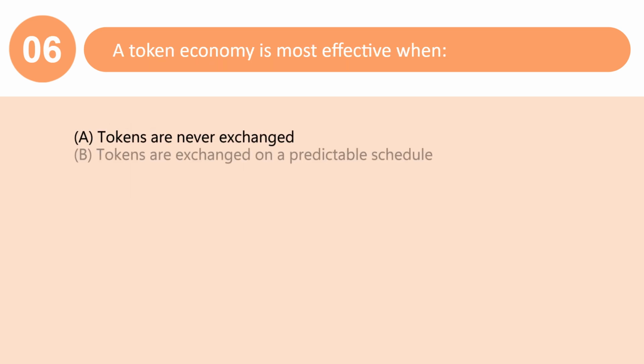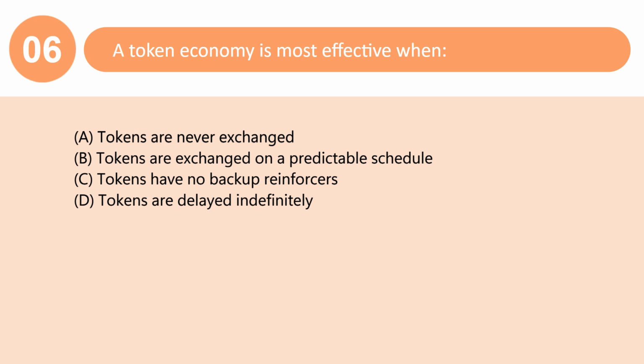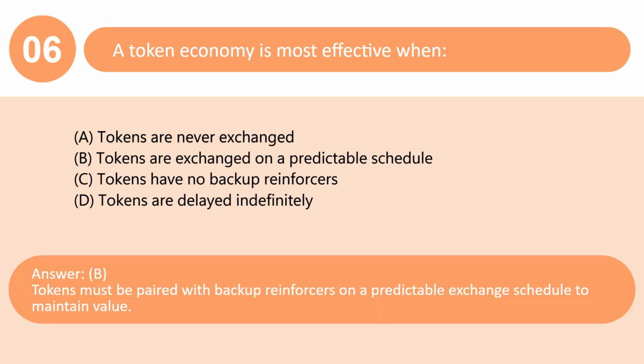A token economy is most effective when A. Tokens are never exchanged. B. Tokens are exchanged on a predictable schedule. C. Tokens have no backup reinforcers. D. Tokens are delayed indefinitely. Answer B. Tokens must be paired with backup reinforcers on a predictable exchange schedule to maintain value.